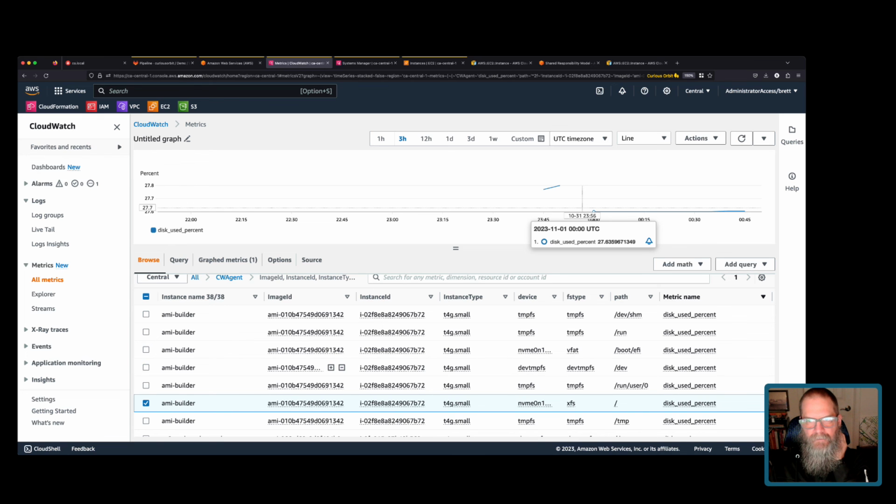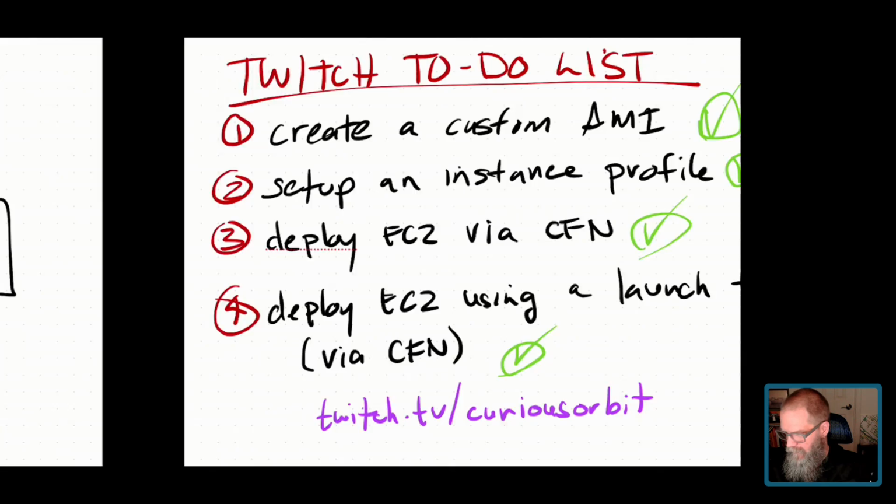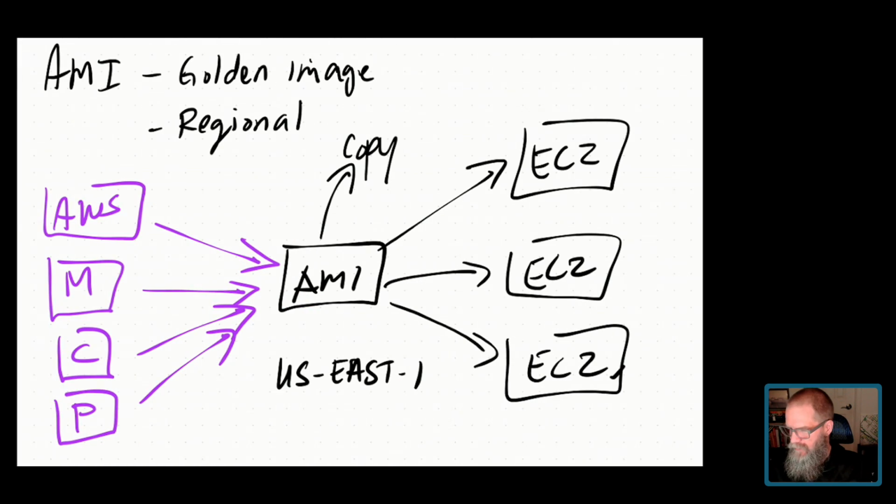Okay. So there you go, folks. If we flip back here to our little checklist for the day, we created a custom AMI, we set up that instance profile, and we deployed an EC2 instance through CloudFormation, one with a launch template, the other without. We talked at the very beginning of the stream about machine images as the starting point for your EC2 instances, regional services, sources of those images. So that is kind of what I wanted to cover for the week.